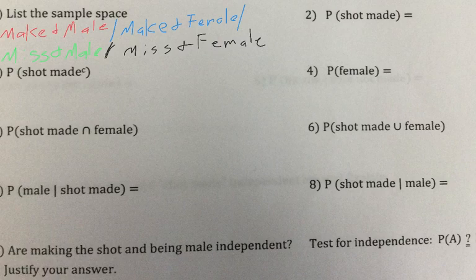All right, let's try to do 2 through 4. Those are kind of the simple probability questions. I'm going to give you a minute, maybe 90 seconds, to try to do 2 through 4, and then we'll see what we got.